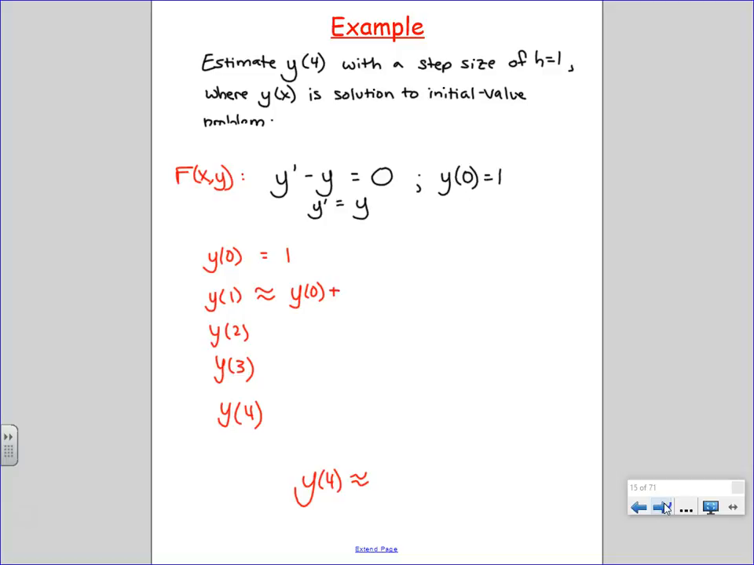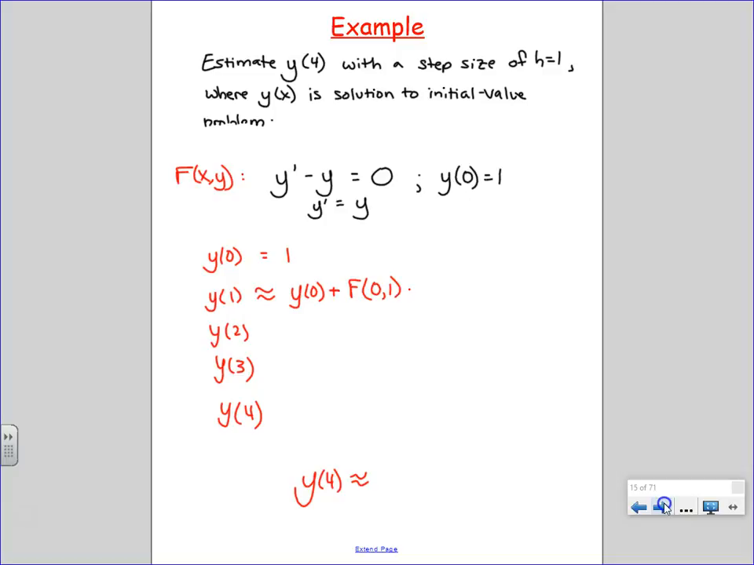Plus f of, which is like my m. So where are we going to get my m from? The y after. I'm going to write it as the differential equation. You get m's from the differential equation. And what's the point I'm plugging into the differential equation? Just to help us, 0, 1. X is 0, y is 1.